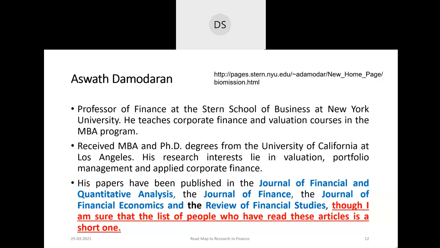Even though serious deliberations in the field of finance have been done, the number of people going through it is small. That is his opinion about his research in finance. So I have given the three names to give some picture about our Indian hand in global research through these three people and their contribution.